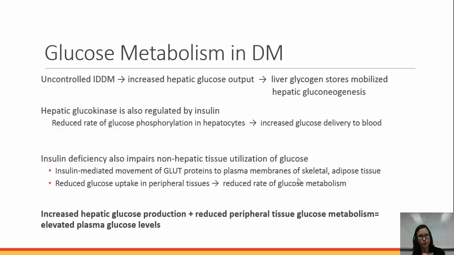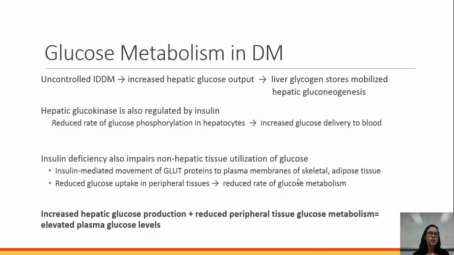If we have uncontrolled insulin-dependent diabetes, then again our glucose can't get into our cells, and our liver says, okay, the cells are starving, I'm going to have greater glucose output so I can help feed the cells. Therefore, the glycogen stores are mobilized in the liver to increase hepatic glucose output. To increase hepatic glucose output, it's done in two different ways: either the glycogen stores are mobilized or gluconeogenesis is initiated.